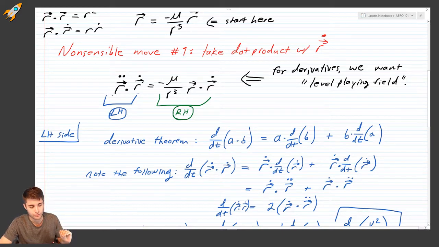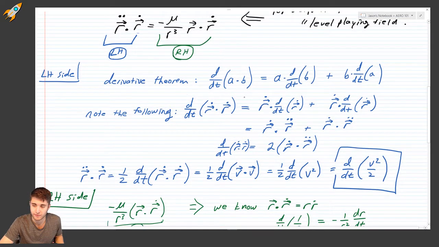They're either all first derivatives, or all zero derivatives, or all third derivatives. It doesn't matter. We wanted everything on a level playing field. So we're going to use this theorem of derivatives for multiplication, where the derivative of a dot b is equal to a dot d over dt of b plus b dot d over dt of a.